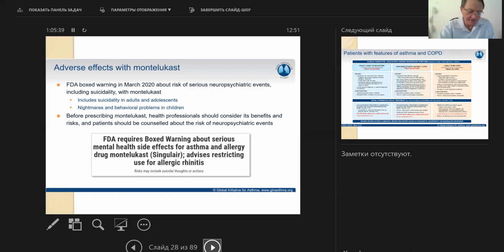But what about montelukast? Montelukast is an anti-leukotriene drug, and now the FDA has made conclusions that significant side effects of montelukast include suicidality in adults and adolescents, and behavior problems in children. That's why, if you prescribe these drugs, you should know about these adverse events. The FDA issued a box warning in March 2020 about the risk of serious neuropsychiatric events for using these drugs.